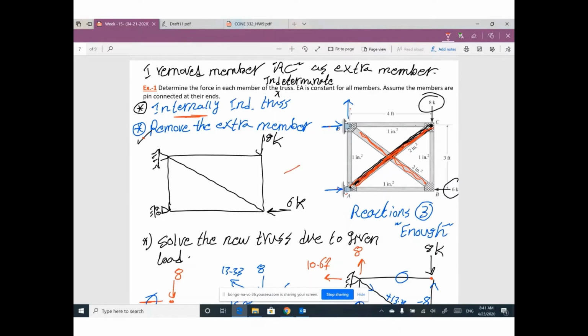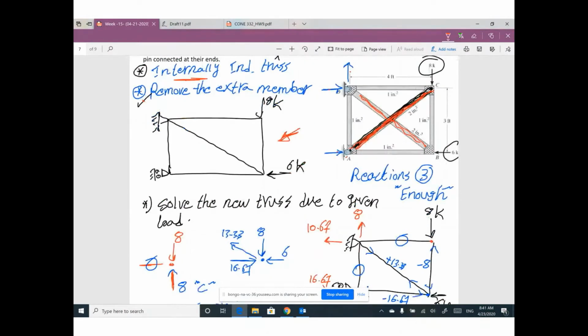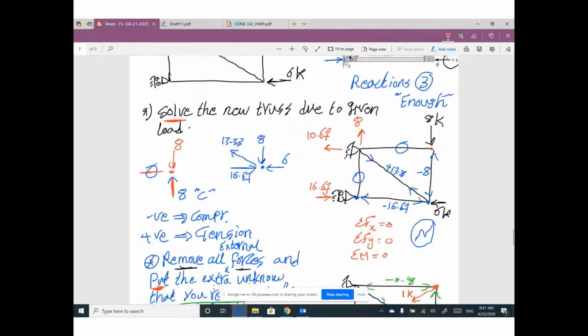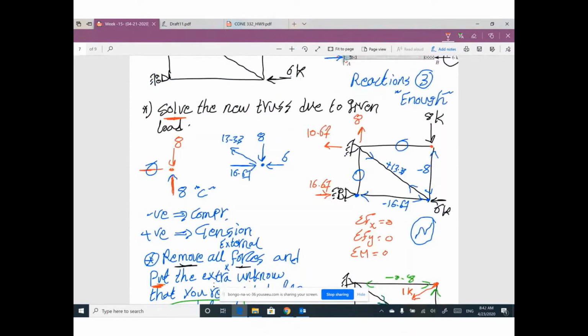So your truss became like this. Go ahead and solve this truss due to the given load after you removed the extra member. So I solved my truss due to the given load by joint equilibrium and find the internal forces in each member, which is called capital N.